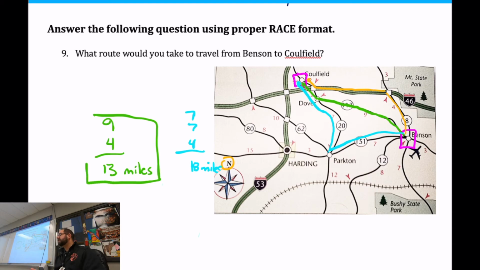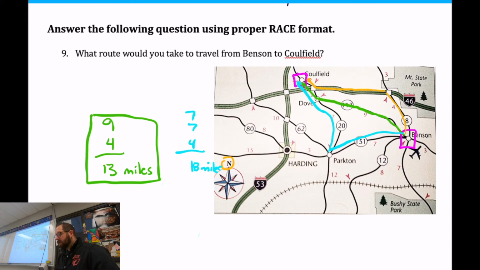So my first sentence would be, the route I would take to travel from Benson to Coalfield is northwest on Highway 117 to Dover and directly north on Highway 20 to Coalfield. That would be my answer, right? Then after that first sentence, I put my period. Then I would go into explaining. The route to go from Benson to Dover is 9 miles on Highway 117. Once I reach Dover, I turn right onto Highway 20, traveling 4 miles directly north to Coalfield.